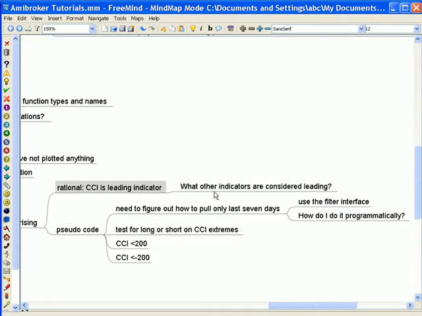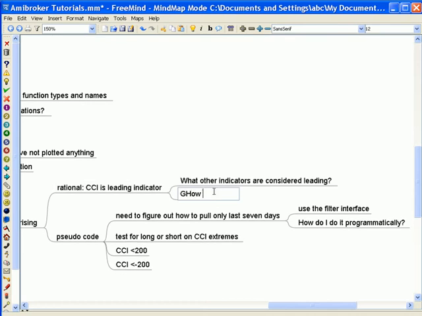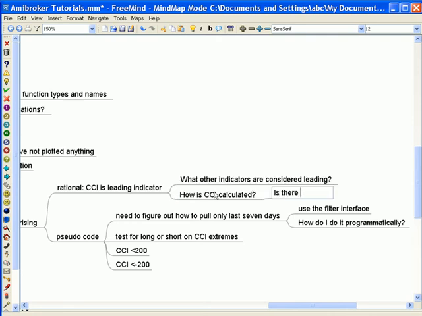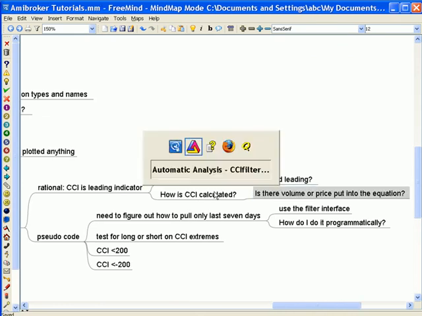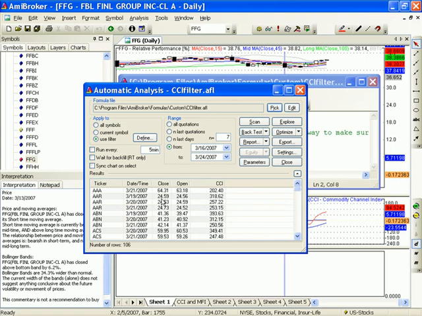Let me just put in insert, how is CCI calculated? Is there volume or price put into the equation? Okay, so let's go take a look at AAA, which hit a 202 on 321.